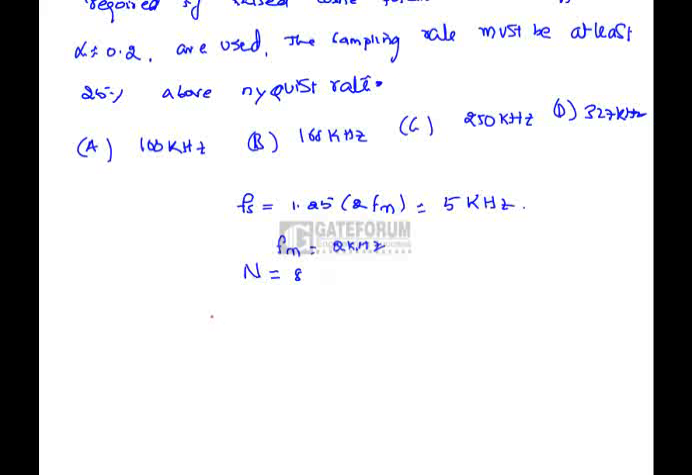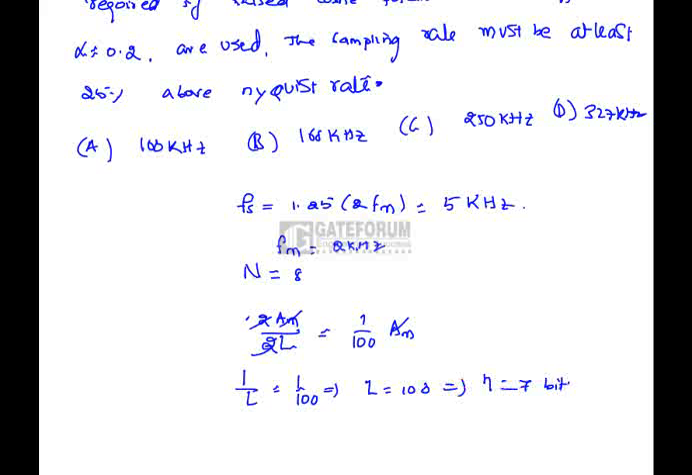The amplitude error cannot be greater than 1% of the peak amplitude. The error is delta by 2, that is, 2 Am by L, divided by 2, is nothing but 1 by 100 Am. So 1 by L equals 1 by 100, which gives L is 100, nothing but N equals 7 bits per sample.